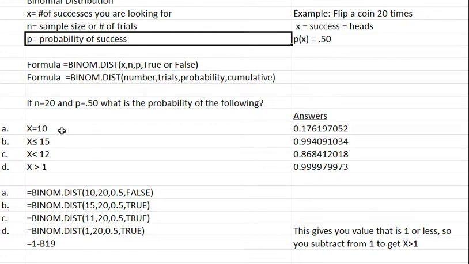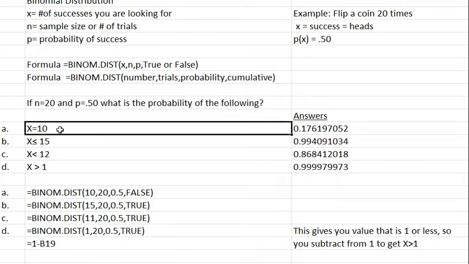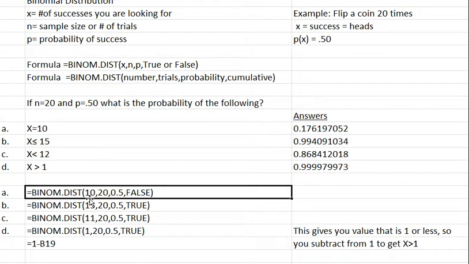So we'll jump down here, and what's our probability of getting exactly 10 heads if we flip a coin 20 times? Well, we're going to plug it into the formula here. So 10 is the x value we're looking for. 20 is the number of trials, or n, or the sample size. 0.5 is the probability of getting heads on any particular flip.